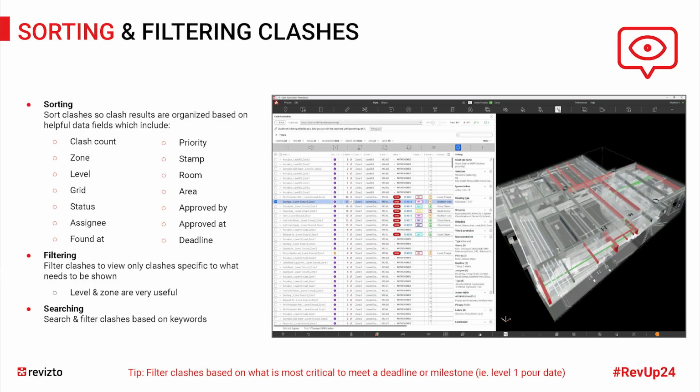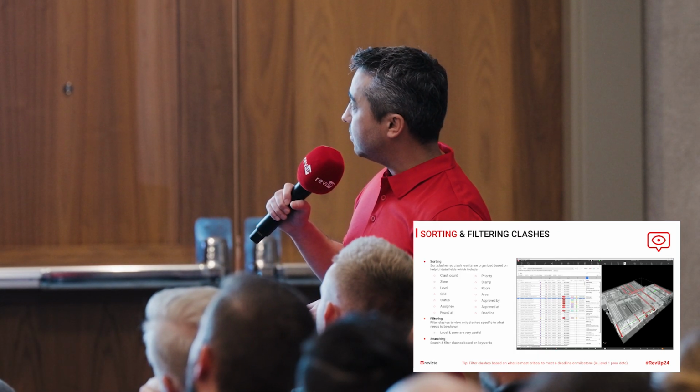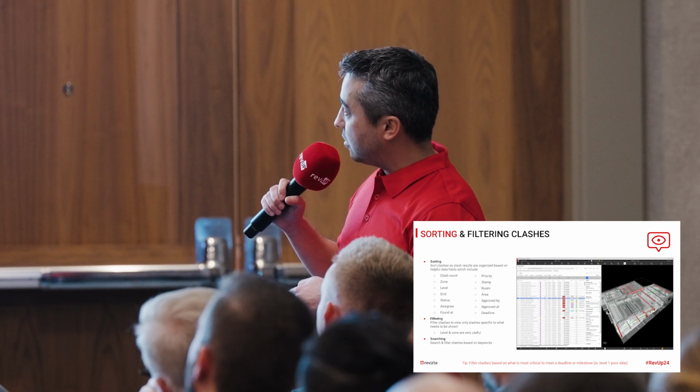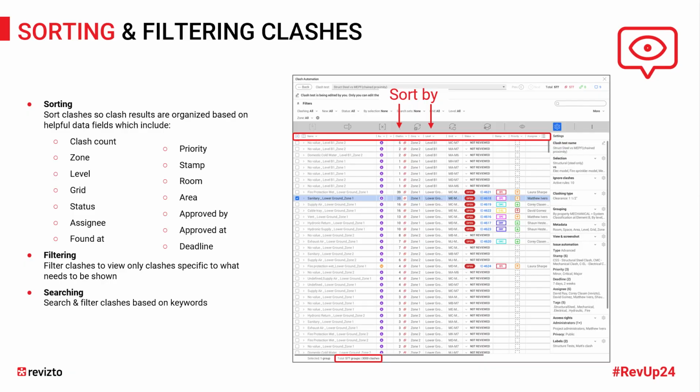I'm going to spend a little bit of time on the sorting and filtering inside of Clash automation. So you can see here, you can sort. If you just click on the headers right up here, you can sort by a number of criteria you can see here on the left. I do like to sort by level first, and then by clash count, so I can see where the most clashes are occurring. Same thing would apply with the filter presets or the filter by. That's the metadata it's looking at right here, and you can just click on more and add even more filters.